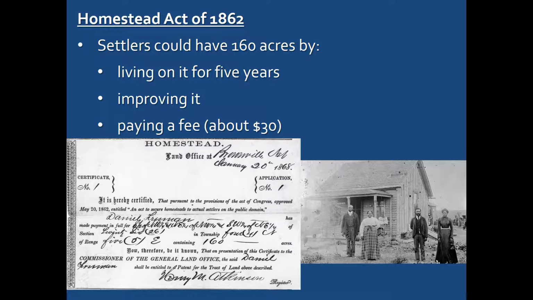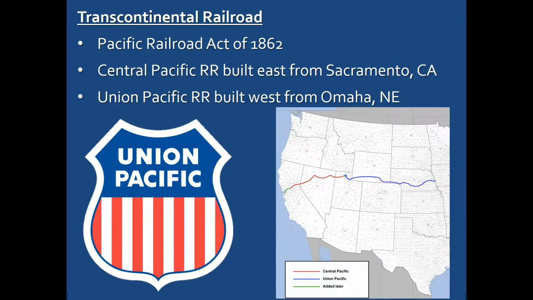You're doing something to improve the land, and then therefore it's yours. You also have to pay a small fee, but as long as you do that, that 160 acres is yours. Now, how we're going to get the settlers out there is through something else that also passed in 1862, which was the Pacific Railroad Act, which is going to set the stage for what we call the Transcontinental Railroad.